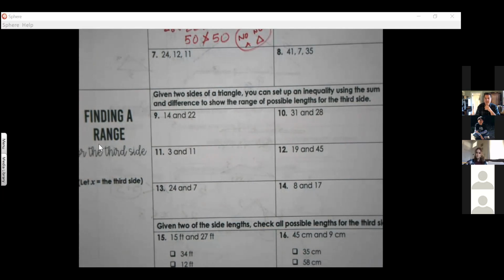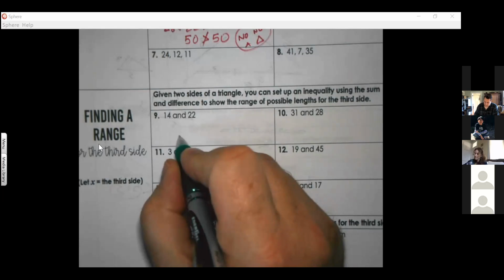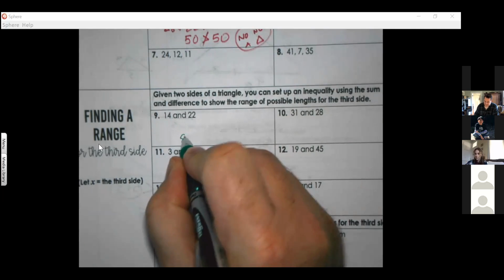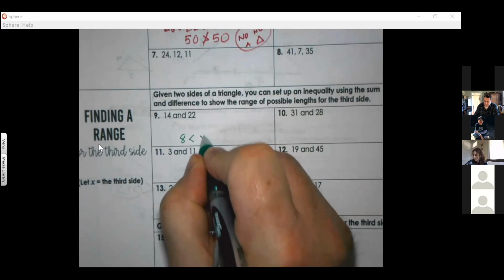What would happen? What would you have to add to 14 so that it's not bigger than 22? 8. So that's the smallest. If I go any less than that, or even including 8, it's not going to work, right? So I know that the 8 is the smallest we can go. We have to have x be bigger than 8.